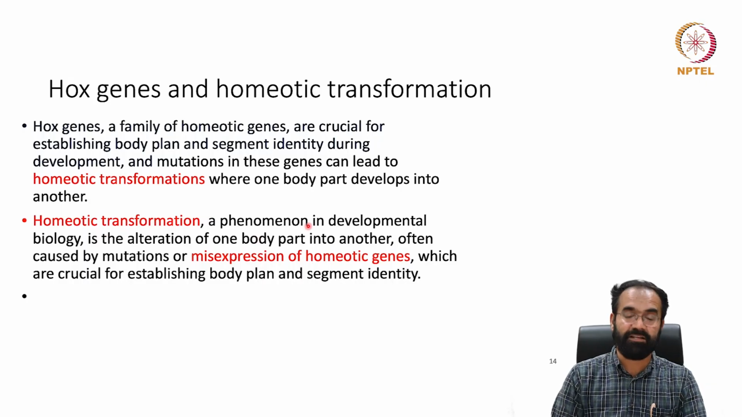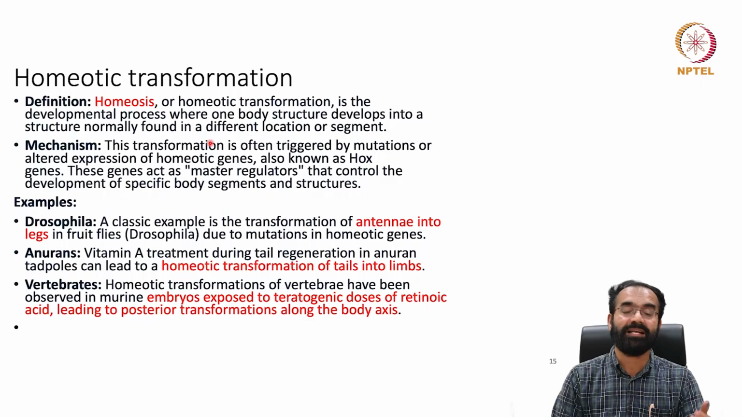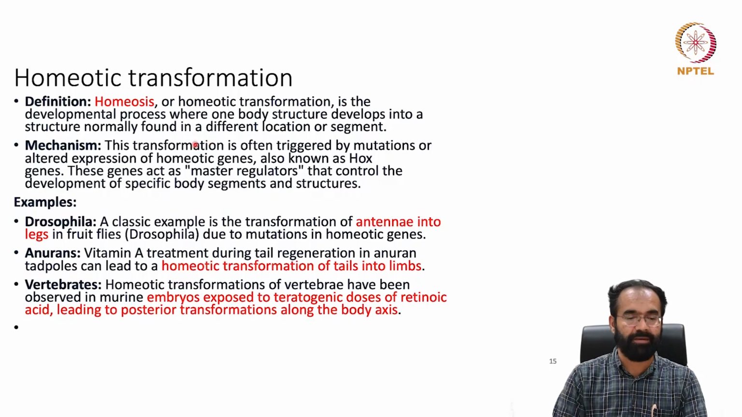Homeotic transformation is a phenomenon in developmental biology, the alteration of one body part into another, often caused by mutations or misexpression of homeotic genes. These genes are basically Hox genes, which are crucial for establishing body plan and segment identity. So homeosis, by definition, is the developmental process where one body structure develops into a structure normally found in a different location or a different segment.